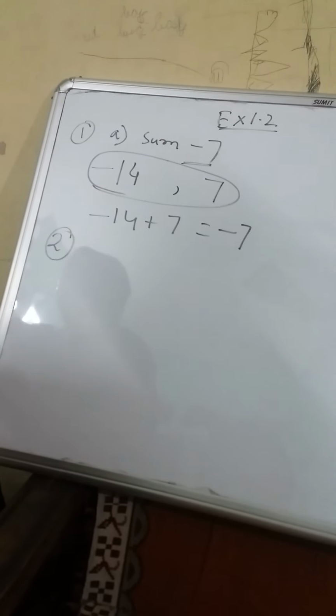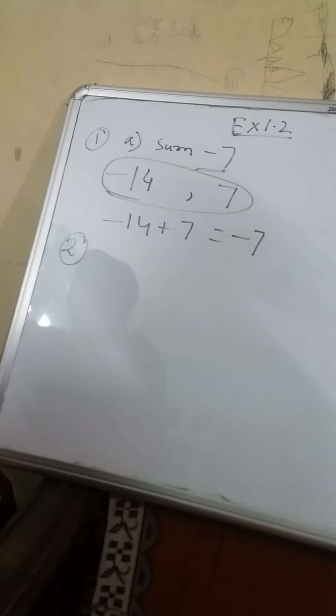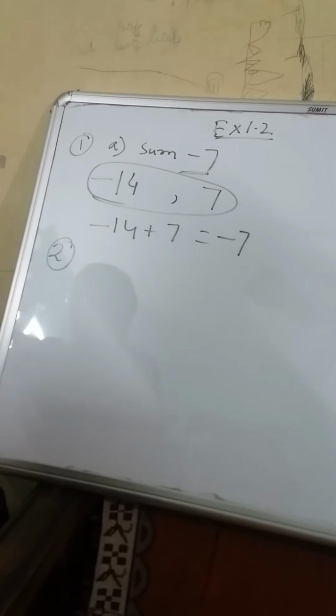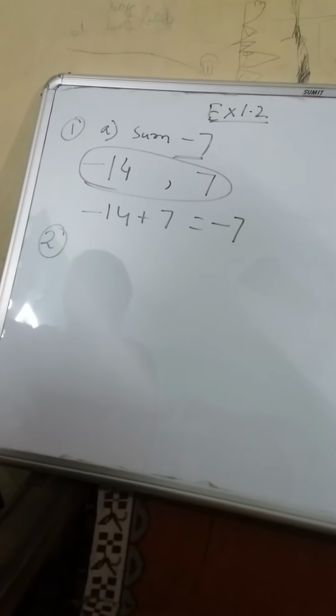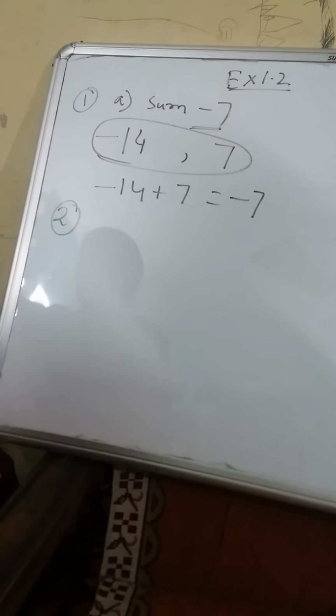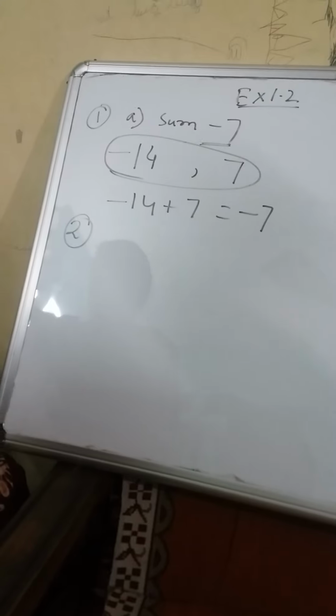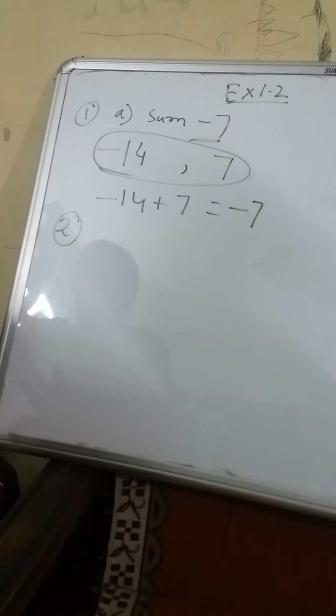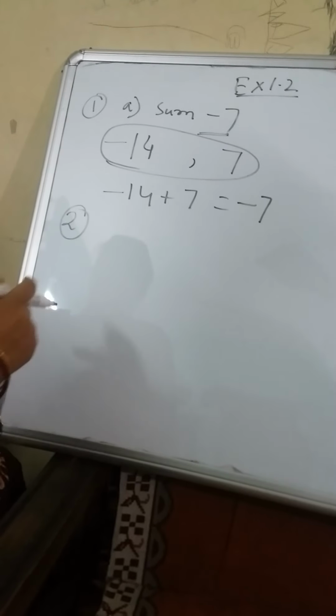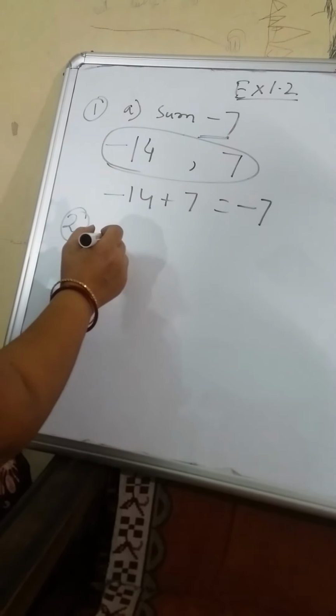Question number 2. Write a pair of negative integers whose difference gives 8. Difference means when you subtract. So you have to write a pair of negative integers. Pair of negative integers means both integers should be negative.